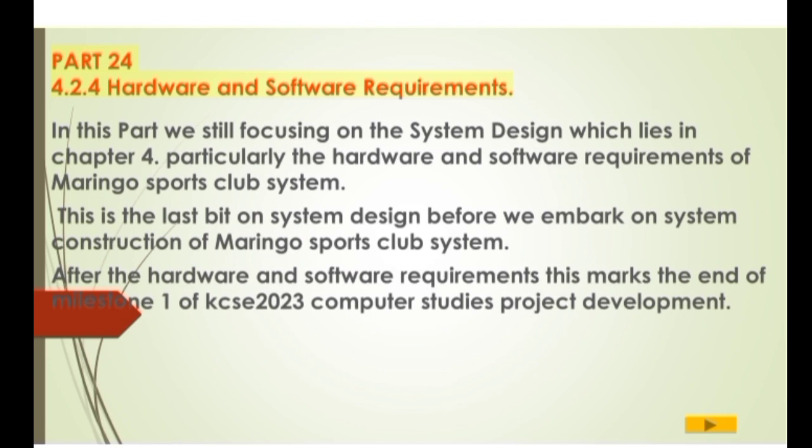Part 24, 4.2.4 Hardware and Software Requirements. In this part we are still focusing on the system design which lies in Chapter 4, particularly the hardware and software requirements of Maringo Sports Club system. This is the last bit on system design before we embark on system construction of Maringo Sports Club system. After the hardware and software requirements, this marks the end of milestone 1 of KCSE 2023 Computer Studies Project Development.